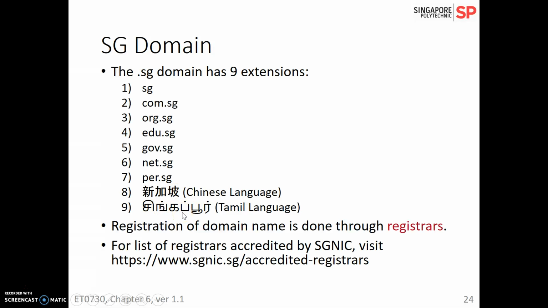Okay, so let's say when you want to set up your own company, what do you do? You have to register your domain name, and there's a list of registrars that you can actually use. You can go to the different registrars to register your domain name. If you want to look at the list of registrars that have been accredited by SGNIC, you can go and visit this website. This will show you the list of accredited registrars, so that when you want to set up your own company, you can proceed there to register your company's .sg domain.